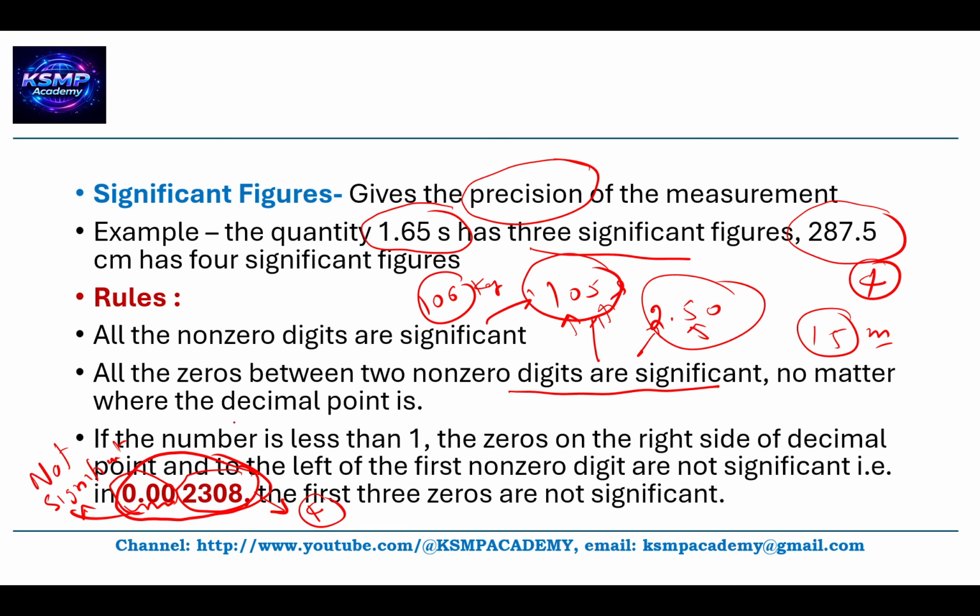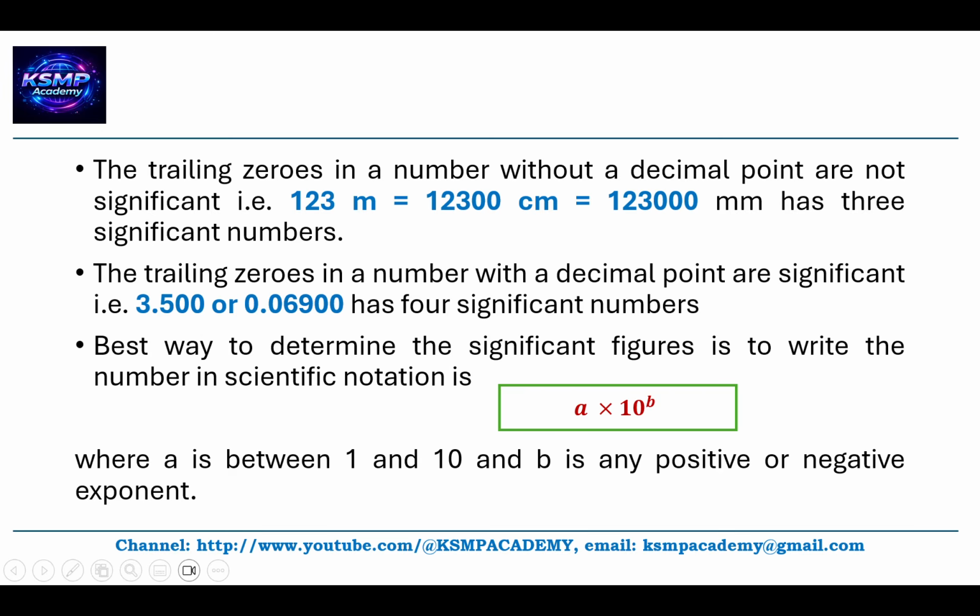These are not significant in this measurement. So the zeros to the left of the first non-zero digit are not significant. So it has two kinds of zeros: one to the left side, another in between the non-zero values. That's how we have a total of 4 significant figures in this number.